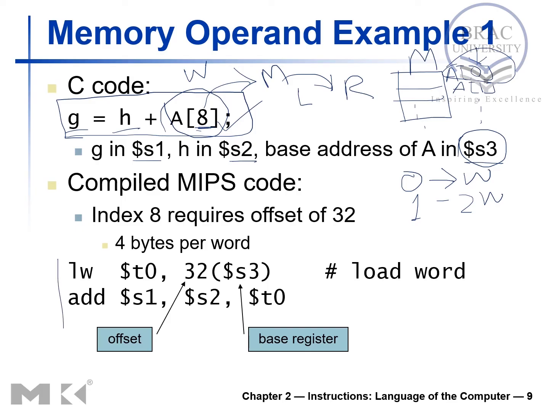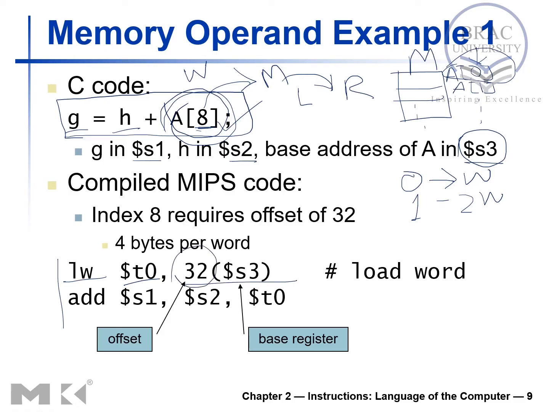What did I say in the beginning of the slide? We need to bring this one into some register. That means we need to perform the load operation. See, this is the load operation. LW is the load operation, and we are storing the value of A8 in register T0. But there is a twist.